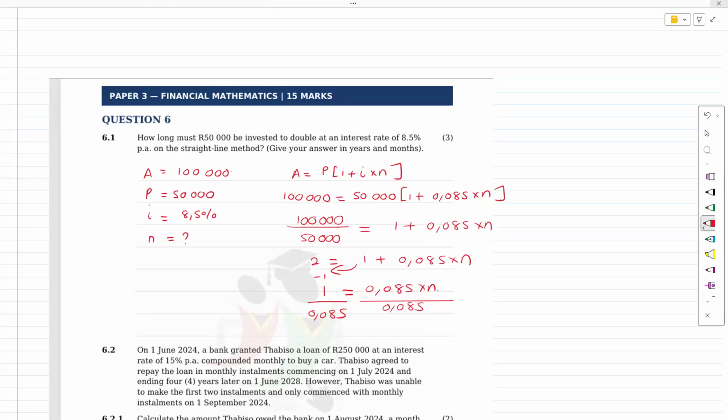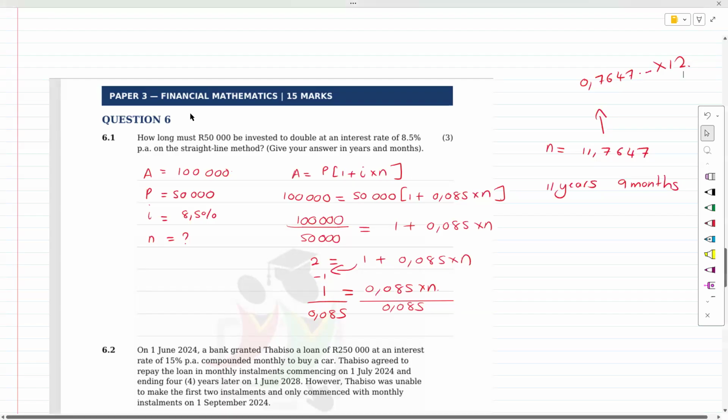They wanted it in years and months, so N is equal to 11.764 some change, right? So that's 11 years. And guys, you take the decimal, the 0.7647 whatever, and times it by 12. And we round off. So that's 9 months. So again, we take the 0.7647 and times it by 12, and we get 11 years and 9 months.